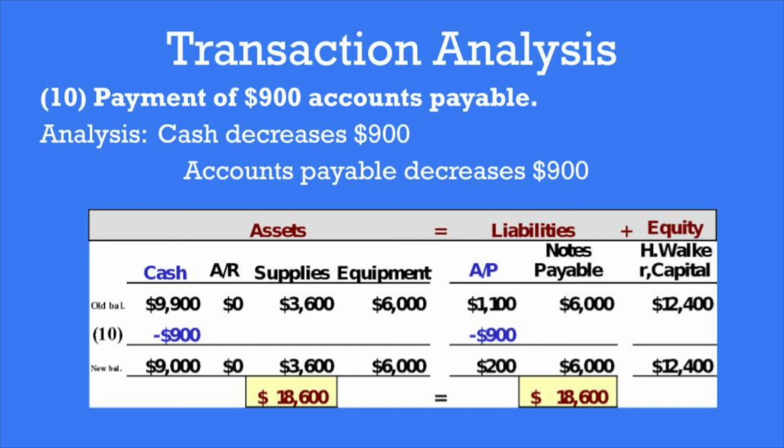Number 10, payment of $900 accounts payable. In other words, we're paying a bill. So in this one, our cash is going to go down by $900 to reflect the fact that we're paying the bill. And in this particular case, there was an accounts payable on the liability side. In other words, we recognized that we had to pay $900. Now that we paid it, our accounts payable is less by $900.